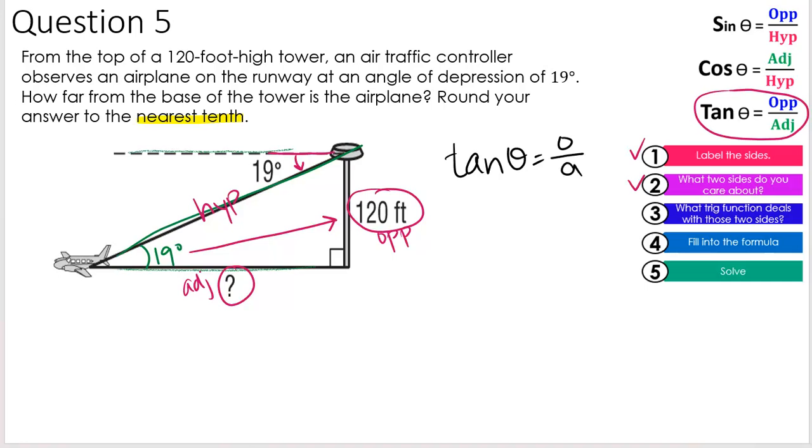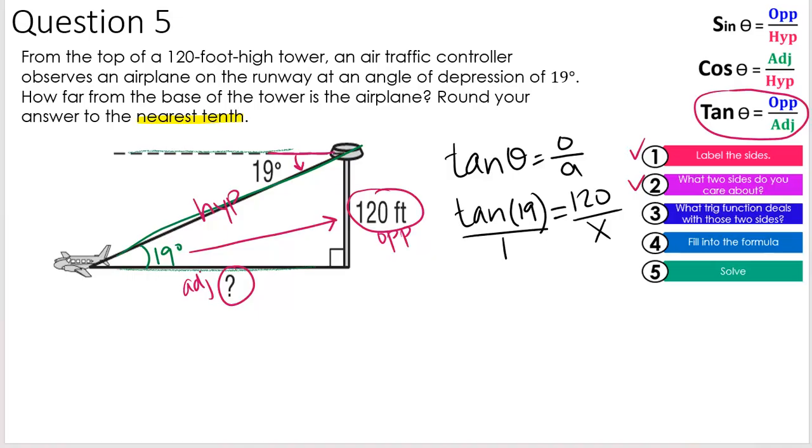Now, previously in the last two examples, we did not know our angle, but now we do, right? So we're going to plug that in. So we have tangent of 19 is equal to O, so our opposite, and that's 120, over A, which is our X. Okay, so in one of our examples that we've had, X was at the top. Now X is at the bottom.